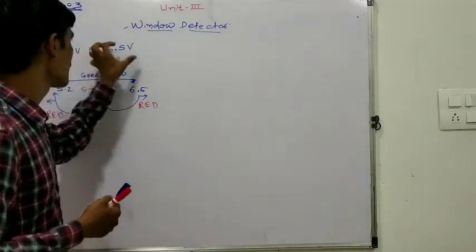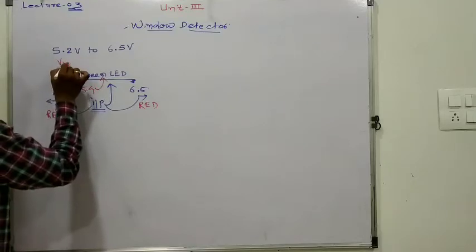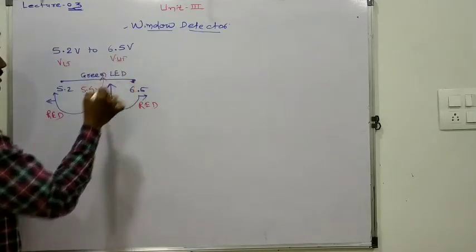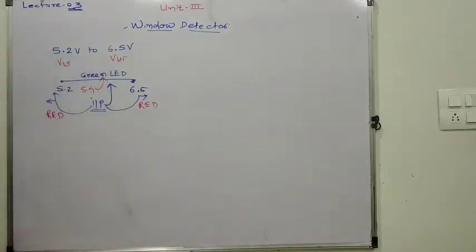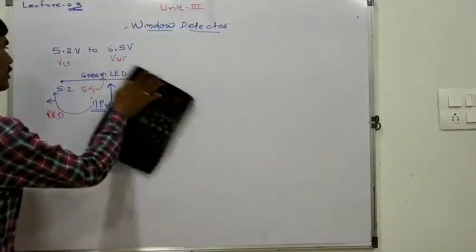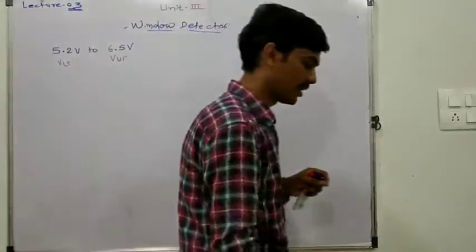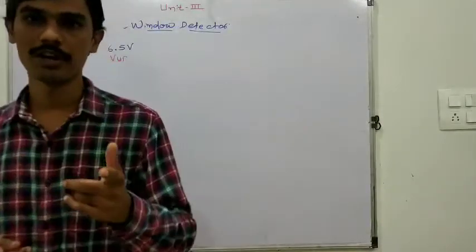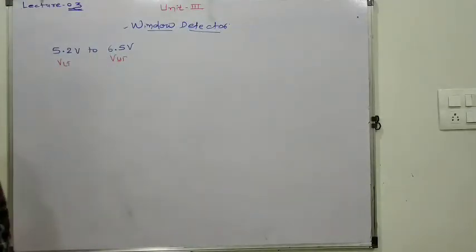That is, two voltage ranges are given. So we can call it VLT, and we can call it VUT, because the upper threshold and lower threshold are mentioned in the problem. So for that we have to design a circuit. I already told you that a window detector may be a combination of an inverting amplifier and a non-inverting amplifier, or inverting and non-inverting operational amplifier.